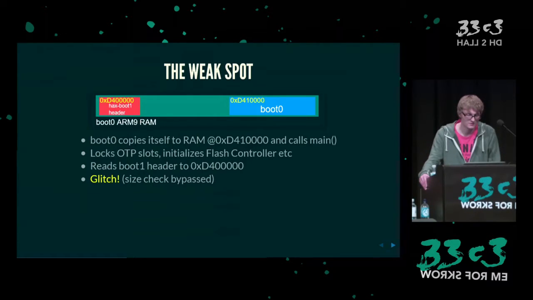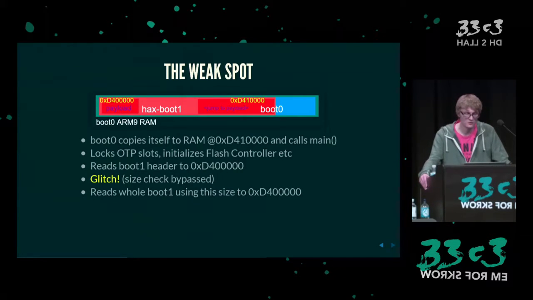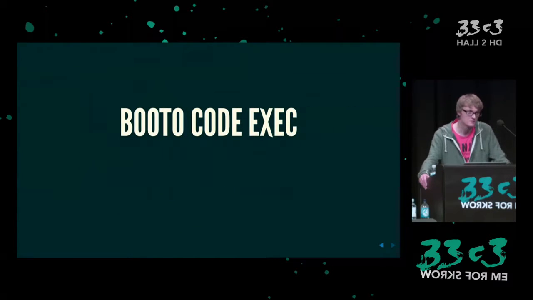So when it's reading the boot 1 image using this size, it will actually overflow the buffer. And we have some jump instructions at the end. So when it returns from the flash read function, it will eventually jump to our code. And this is actually boot 0 code execution.